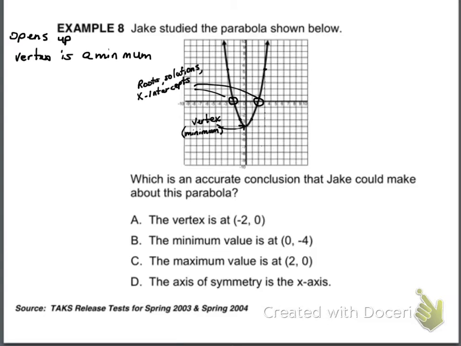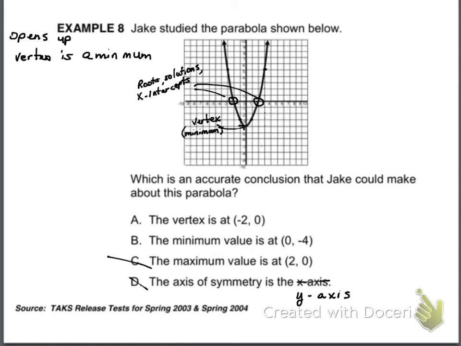So what conclusion? Well, obviously this doesn't have a maximum, so we can mark off that. The axis of symmetry is, remember, what goes through the vertex. It's a vertical line, so it's obviously not the x-axis. In this case, the axis of symmetry is, in this particular parabola, the y-axis. So that's a misstatement. So it can't be D.